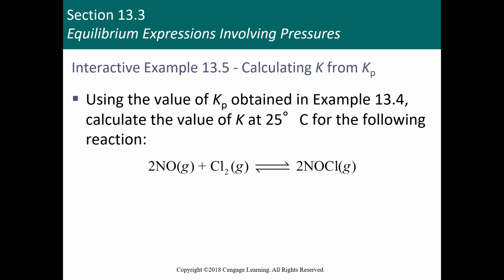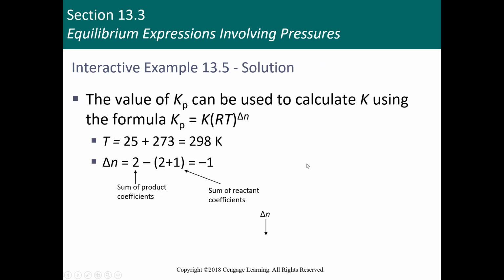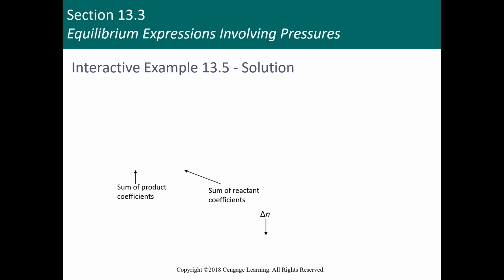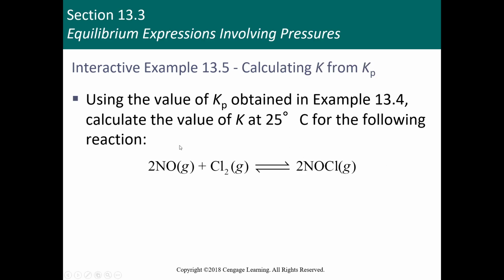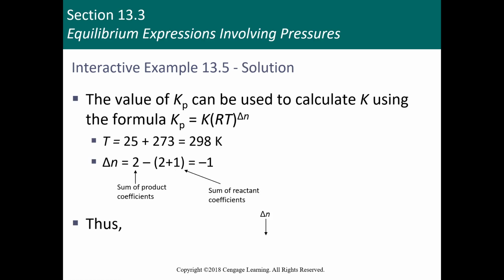So let's go ahead and try this out a little bit. Use the value of Kp obtained in example 13.4. Let's calculate the value of K at 25 degrees Celsius for this same reaction. Alright, so the first thing we need to do is figure out the difference in moles on both sides. Here we have a 2, 1, that would be a 3. Here's a 2. So again, we're going to do products over reactants, so products minus reactants. And that is going to give us 2 minus 3, which is a negative 1. So again, products minus reactants.